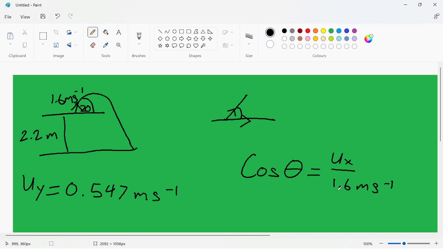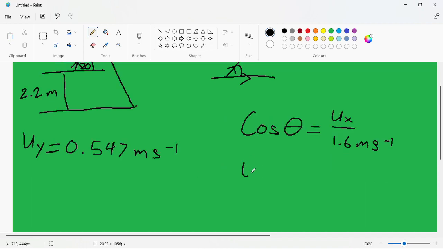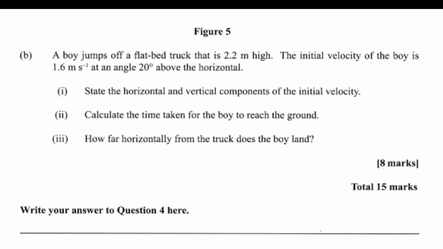So we're going to do the same thing. We're going to multiply cos theta by 1.6 to get ux. And when we do that, we get ux is equivalent to 1.5 meters per second. So that's the first part done with.